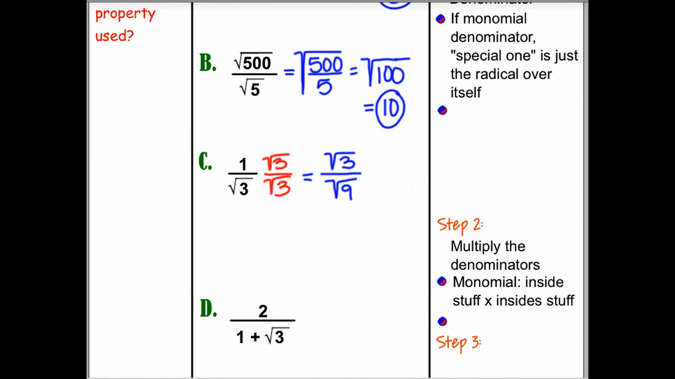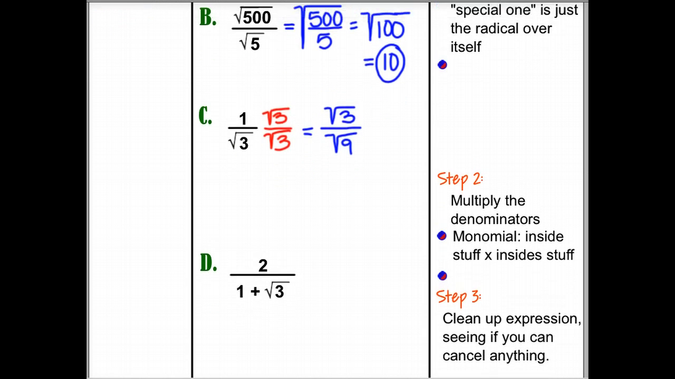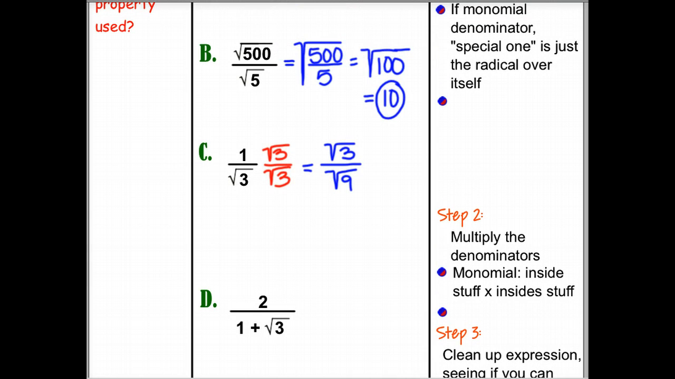And then finally, that last step is going to be to clean up that expression, seeing if you can cancel anything. In our case, the square root of 9 is 3. So we have the square root of 3 over 3, which we cannot do anything with. So we're going to just leave it as such.